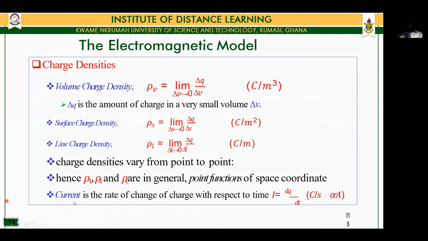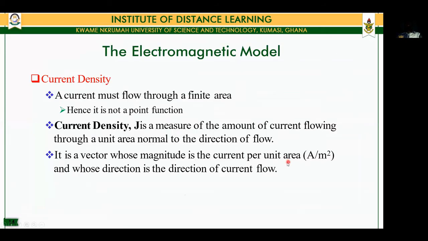And as we have seen, the current is the rate of change of a charge, which is I equals dQ by dt. So it is the ratio of the charge to time, the rate of change of charge with time. As the charges are changing or moving, they create what? Current. And therefore, the definition of the current is the rate of change of charge with time. And usually current is measured in amperes. So just as we have charge densities, we can also have what? Current densities. And when a current flows through a finite area, we have a current density.